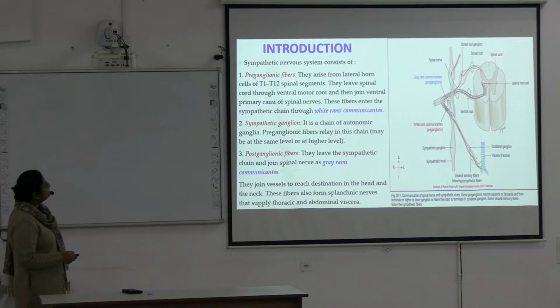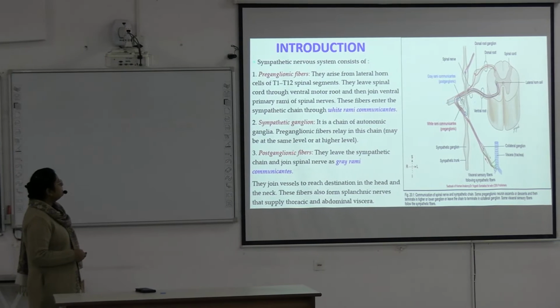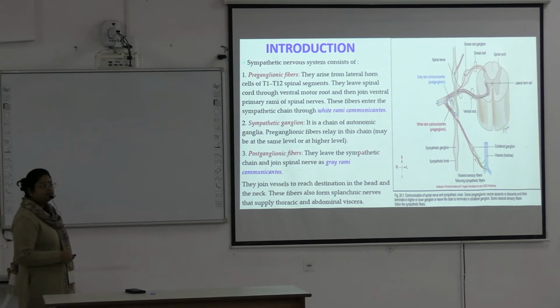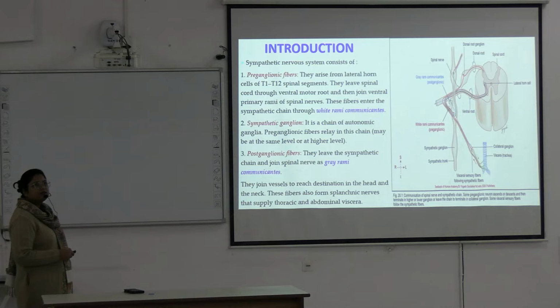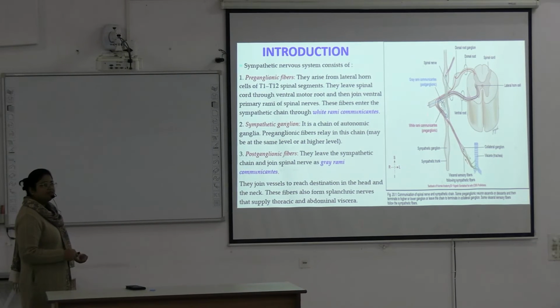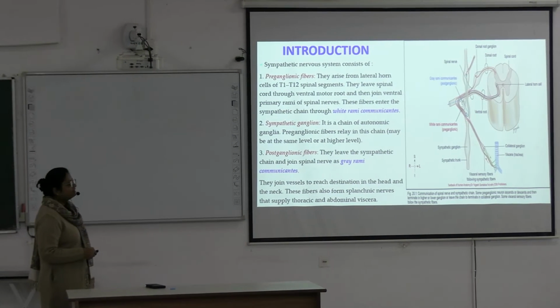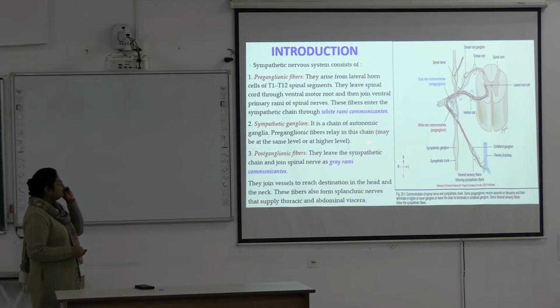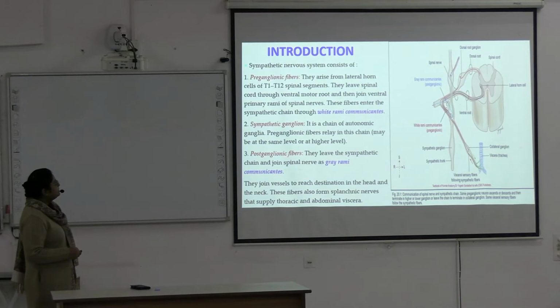Here it is arising from the lateral horn cells, coming out through the anterior motor root, entering into the ganglion via the white rami communicantes. The sympathetic ganglia are a chain of autonomic ganglia. Preganglionic fibers relay in this chain, maybe at the same level or at a higher level. Fibers can go one or two levels higher for relaying at this ganglion. And postganglionic fibers leave the sympathetic chain and join the spinal nerve as the gray rami communicantes.